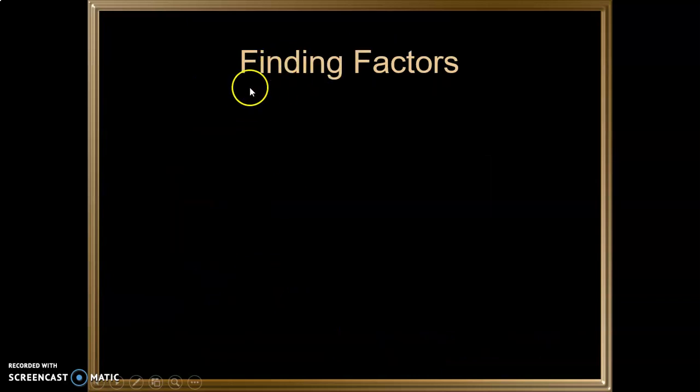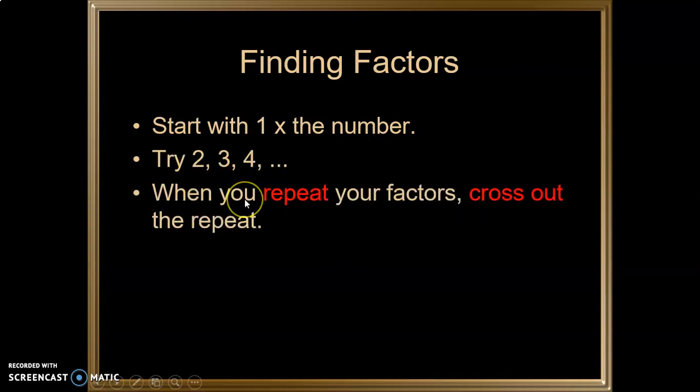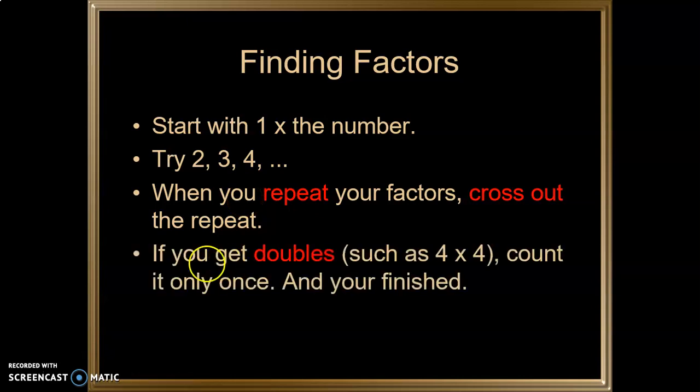So let's see. Finding factors. Start with 1 times the number. Try 2, 3, and 4. When you repeat your factors, cross out the repeat. If you get a double, such as 4 times 4, count it only once, and you're finished.